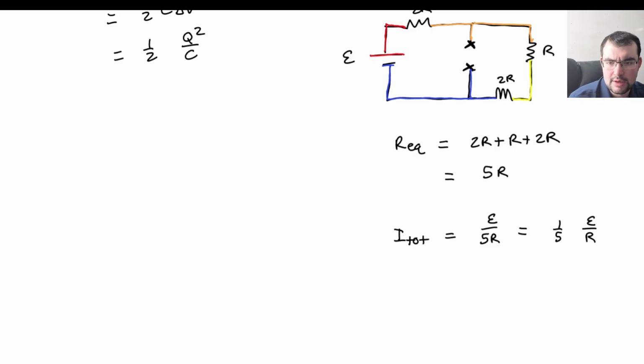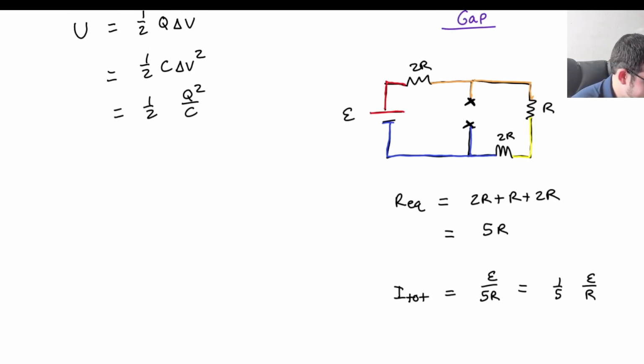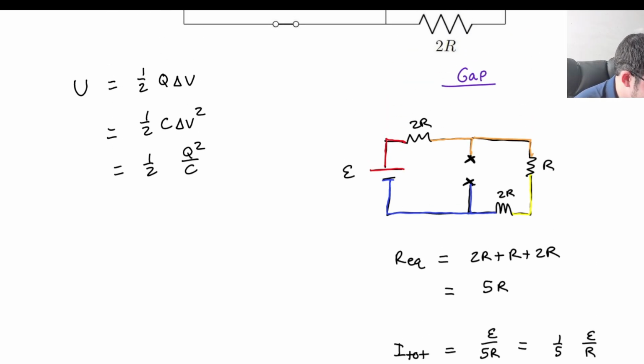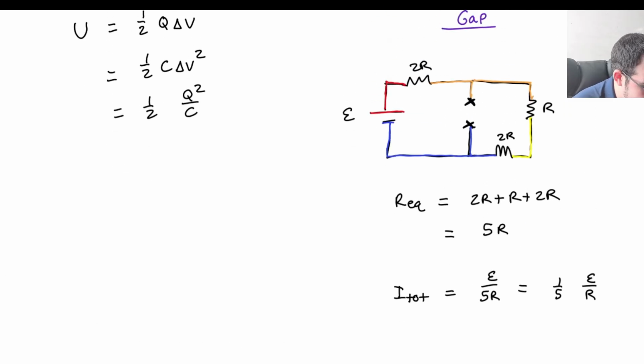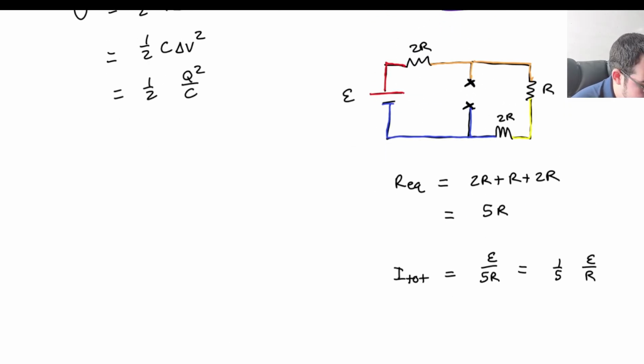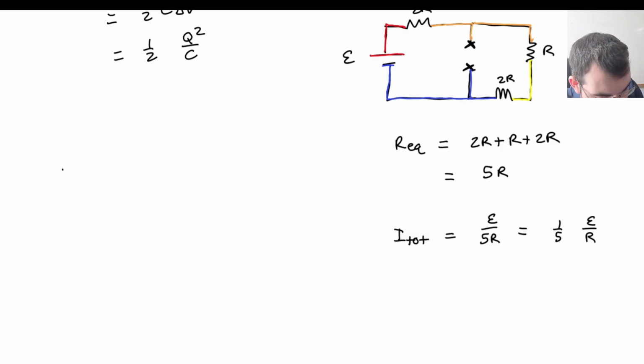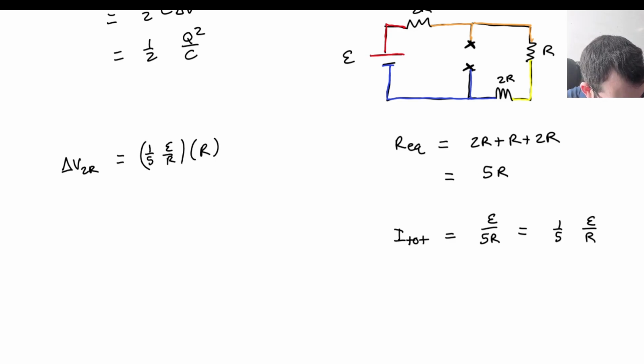All right. So why is that helpful? Well, that's helpful because now we can calculate the voltage drop across these different circuit elements. Because we know that delta V across the first 2R is just going to be I times R, which is 2R in this case. So all the symbols cancel except for epsilon, and then we get a 2/5. So this is 2/5 epsilon.